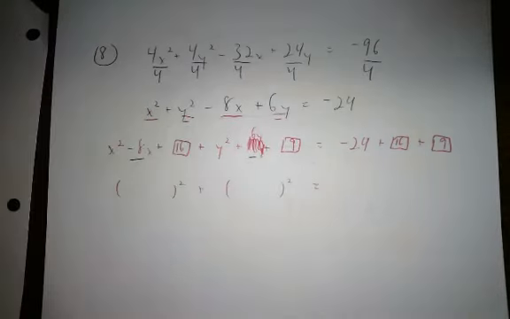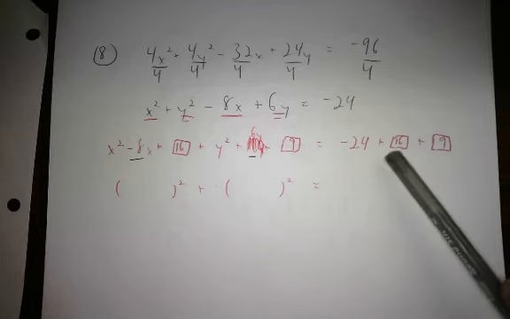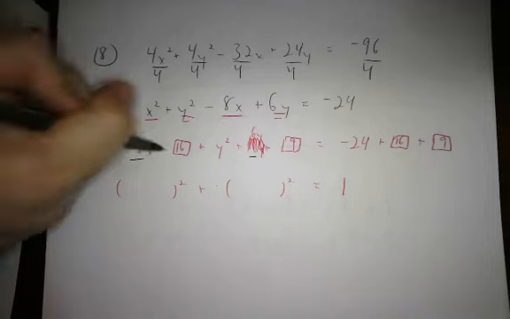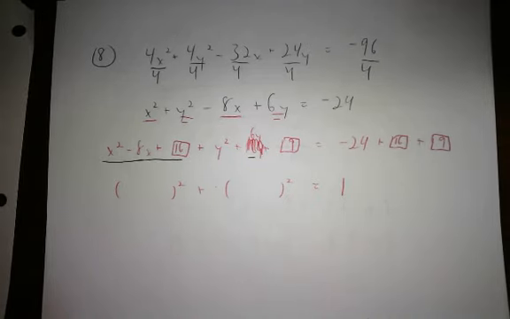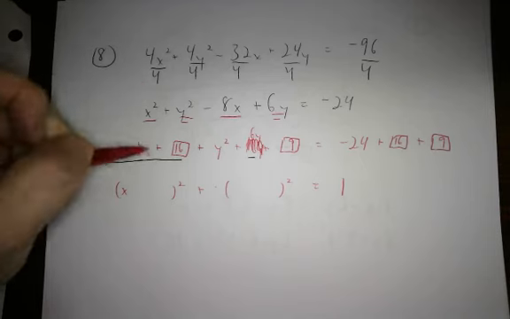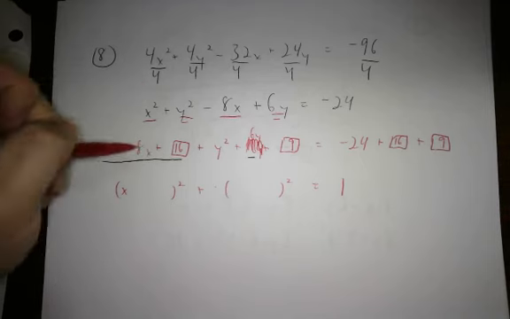Okay, so from there, hopefully I can get the circle written in standard form. So on this right side, negative 24 plus 16 plus 9 comes out to be 1. What I did here is by completing the square, you create a perfect square trinomial. So you can factor it.